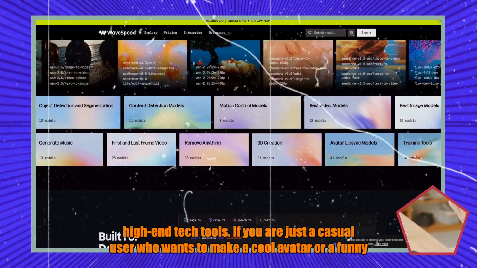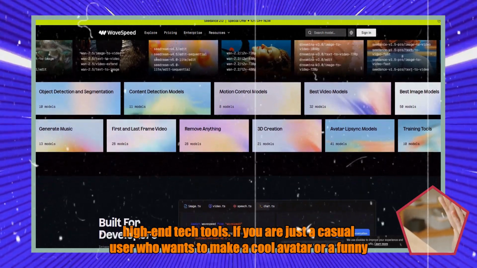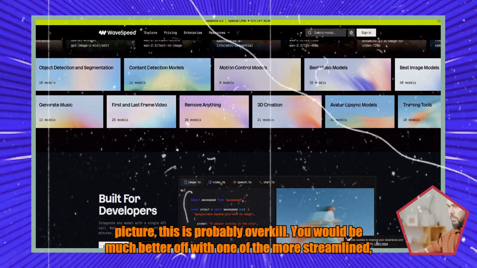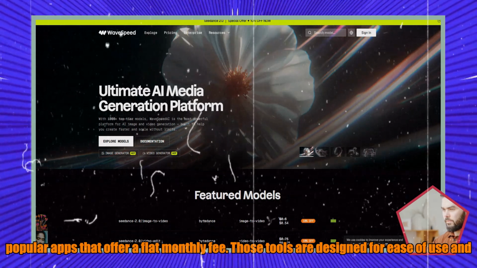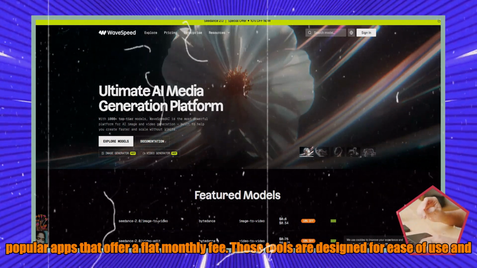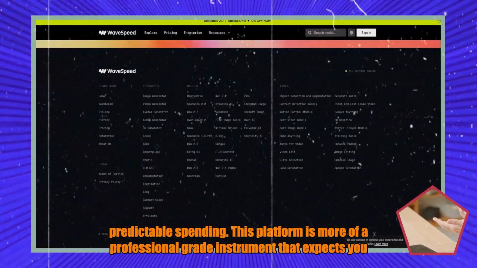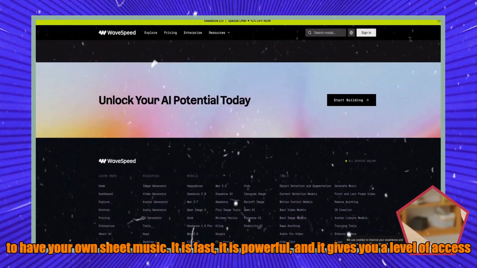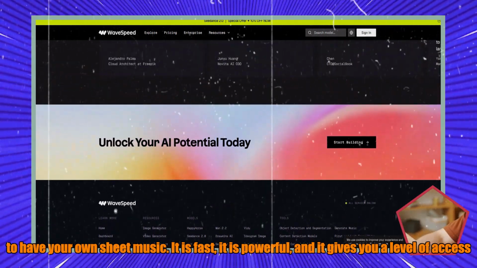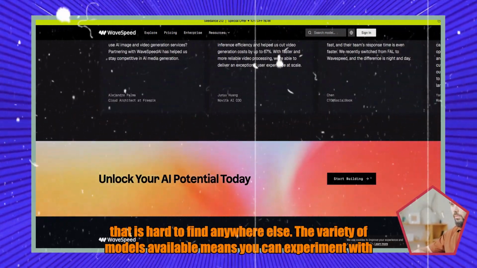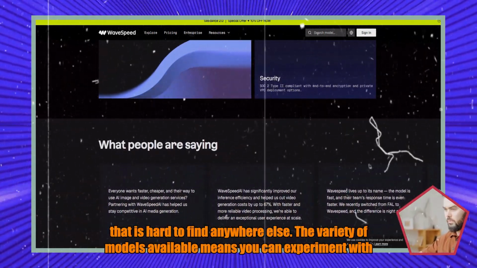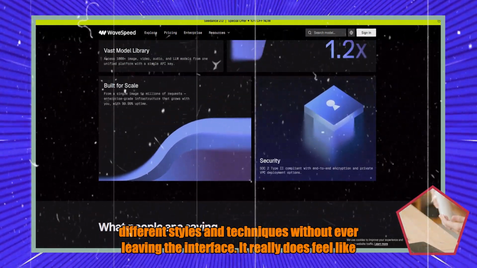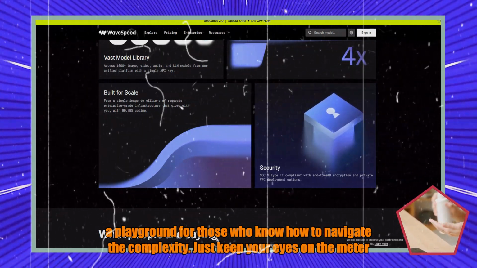If you are just a casual user who wants to make a cool avatar or a funny picture, this is probably overkill. You would be much better off with one of the more streamlined, popular apps that offer a flat monthly fee. Those tools are designed for ease of use and predictable spending. This platform is more of a professional-grade instrument that expects you to have your own sheet music. It is fast, it is powerful, and it gives you a level of access that is hard to find anywhere else. The variety of models available means you can experiment with different styles and techniques without ever leaving the interface. It really does feel like a playground for those who know how to navigate the complexity.